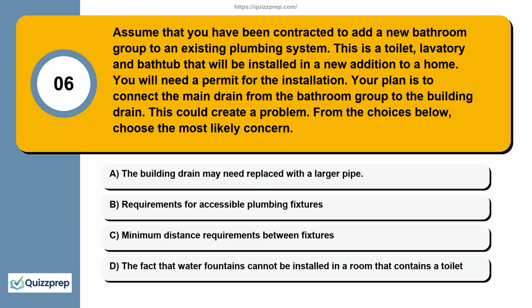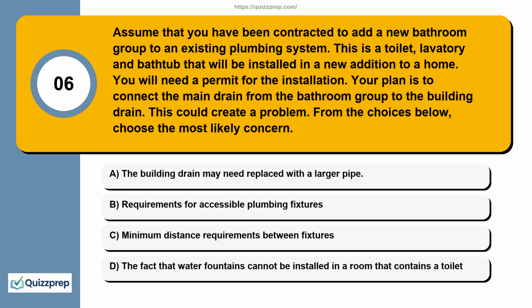Question 6. Assume that you have been contracted to add a new bathroom group to an existing plumbing system. This is a toilet, lavatory, and bathtub that will be installed in a new addition to a home. You will need a permit for the installation. Your plan is to connect the main drain from the bathroom group to the building drain. This could create a problem. From the choices below, choose the most likely concern.